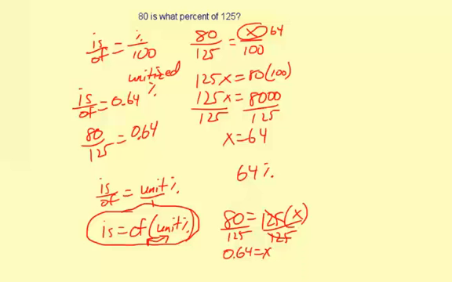Okay, so this is the percent equation. You have is equals of times the unitized percent, which is different than the percent proportion, because notice you have a 64 here, but here you have a 0.64, which is unitized. Either way, it's 64%.